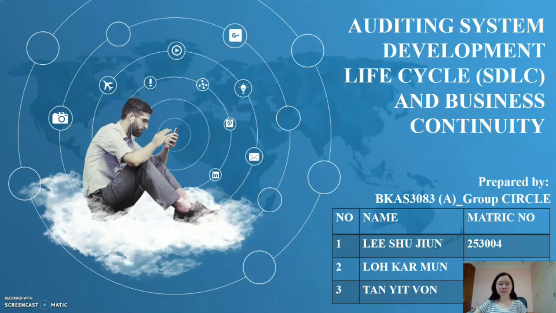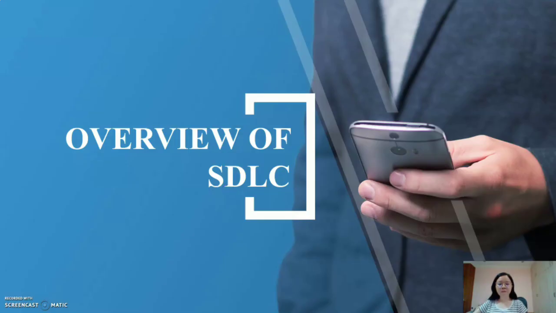Today our group circle will present about topic 6, which is auditing, system development life cycle and business continuity. My name is Lokaman, metric number 254542. I will be talking about the overview of SDLC.